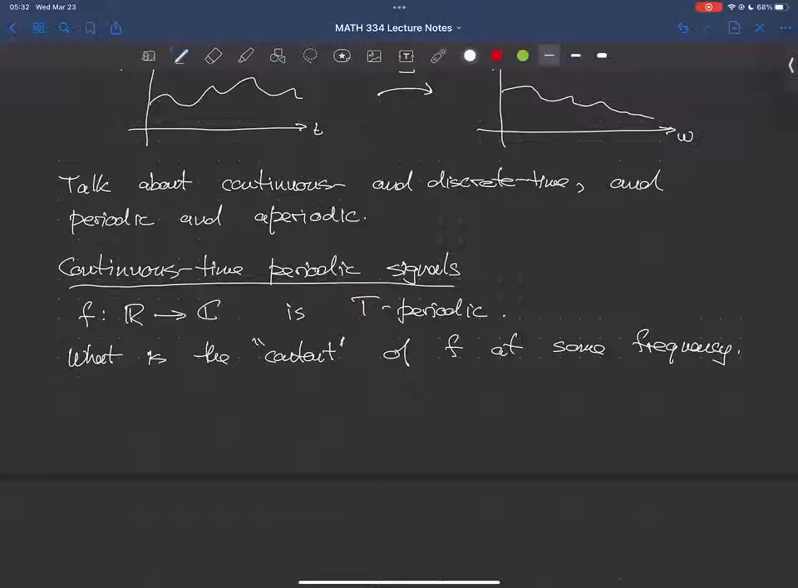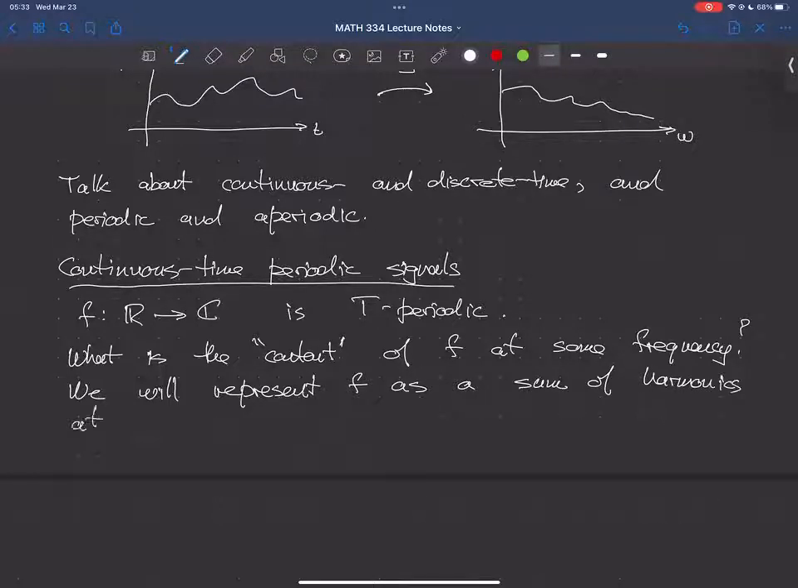And so we will represent f as a sum of harmonics at frequencies that are integer multiples of the natural frequency that comes with the T periodicity.